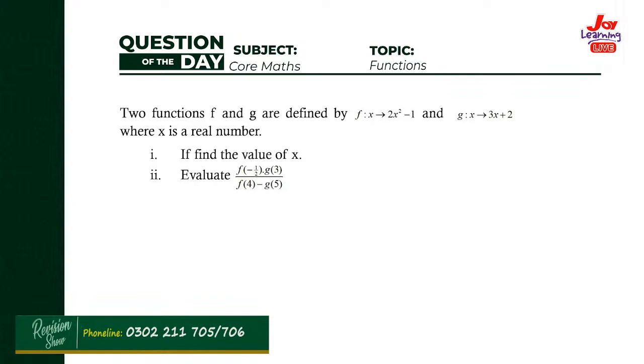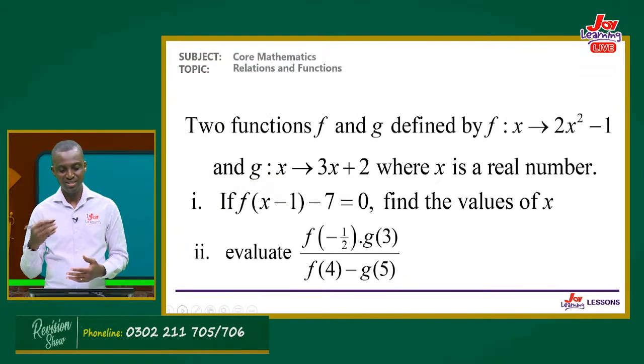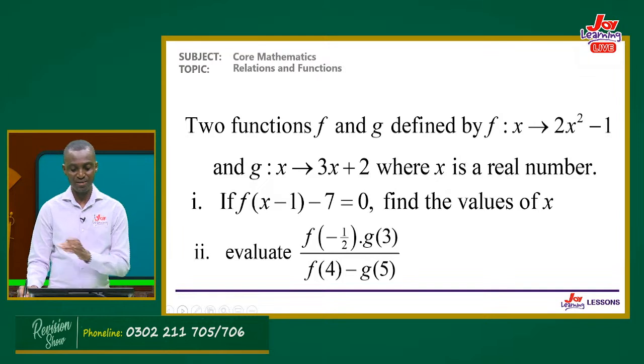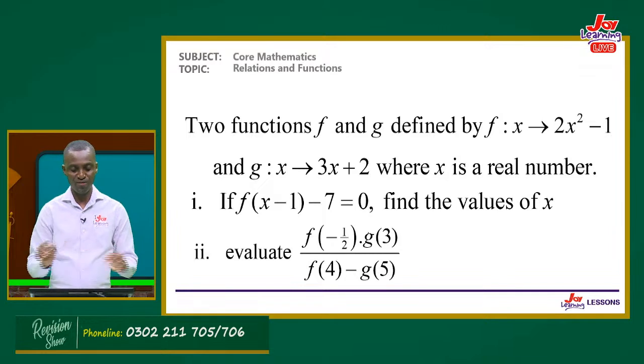All right. So our problem of the day says that a function f and j are defined. f is given, j is given, where x is a real number. Then they said f of 1 plus x minus 1 minus 7 equals 0. We want to find the value of x. Then again, we want to evaluate f of negative half times, the dot here simply means multiplication, times j of 3, all divided by f of 4 minus j of 5.